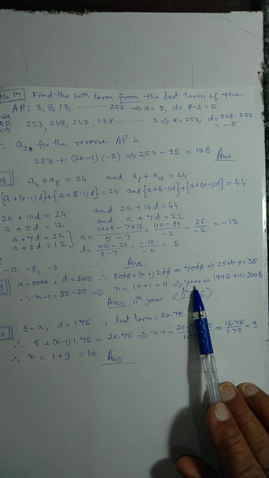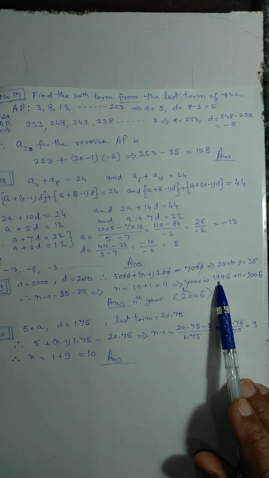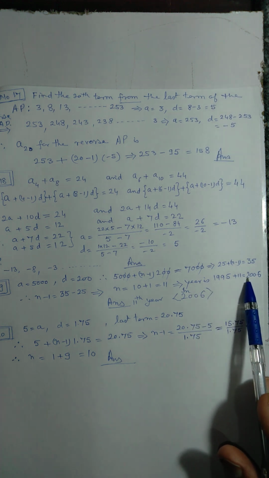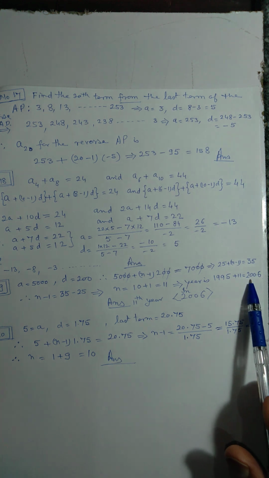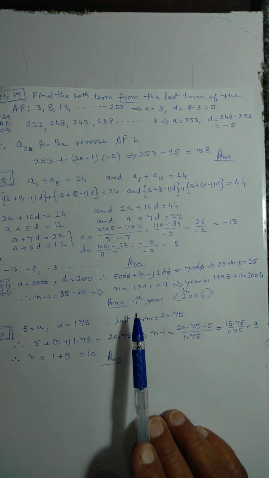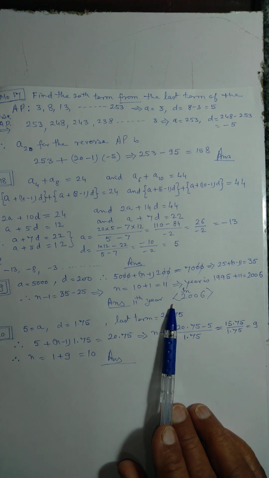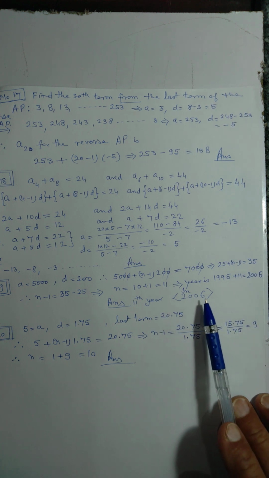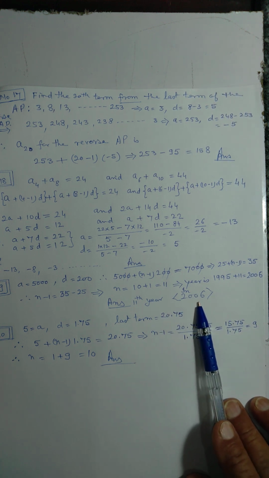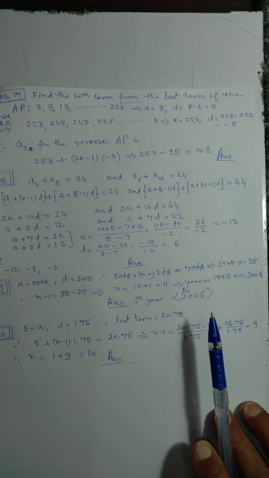So the year will be 1995 plus 11, it will be the year 2006. It means in the 11th year, his salary will reach up to 7,000. This will be the answer of question number 19.